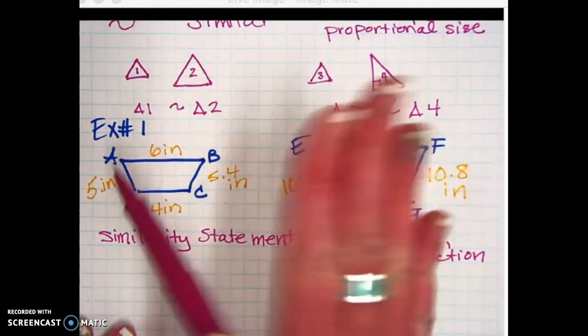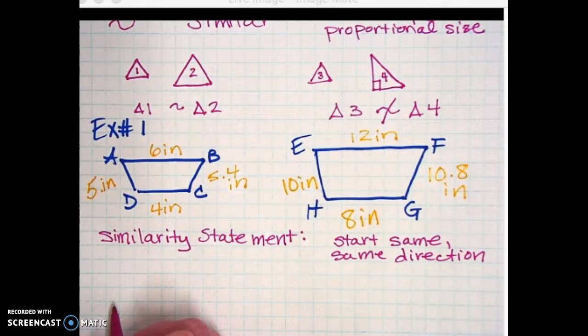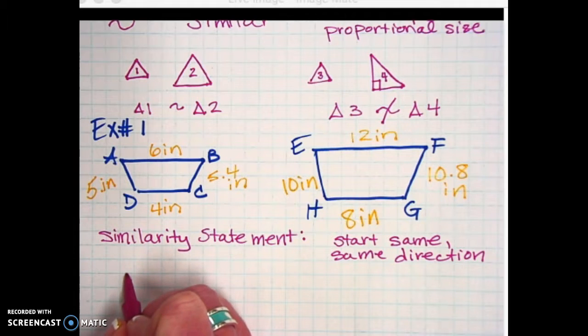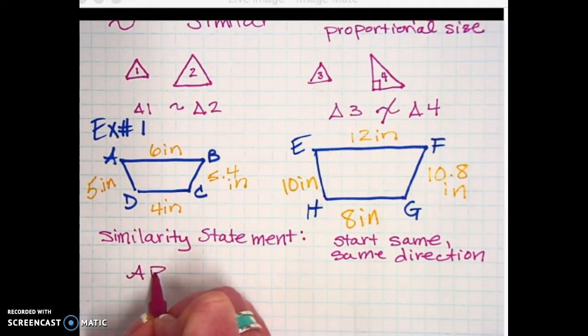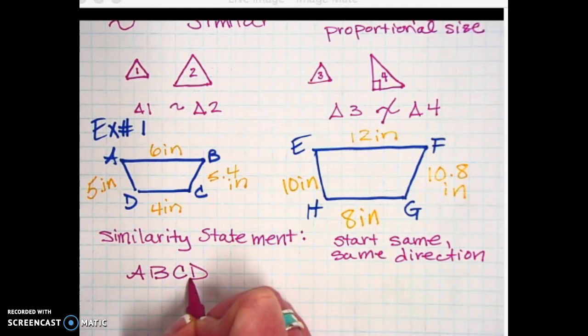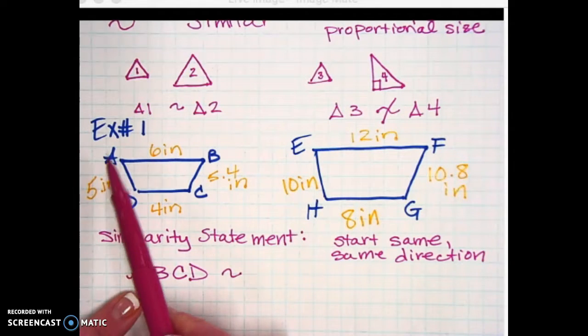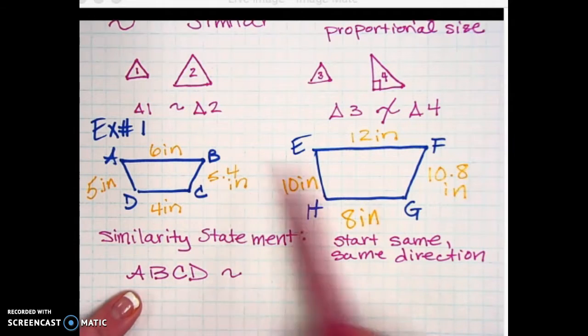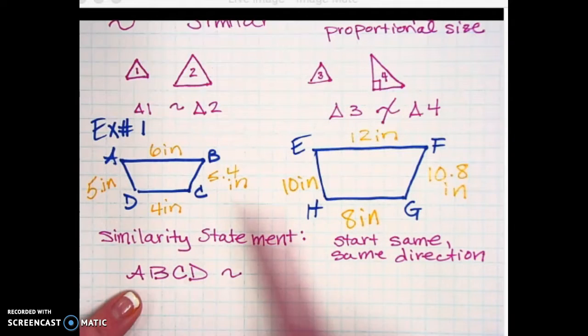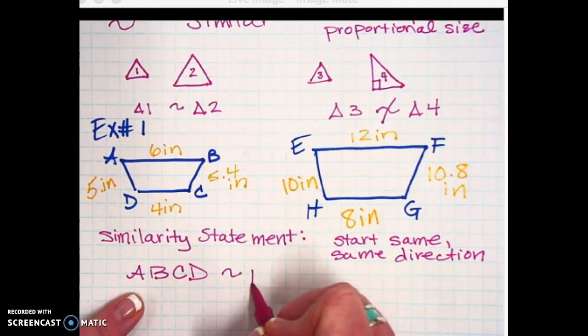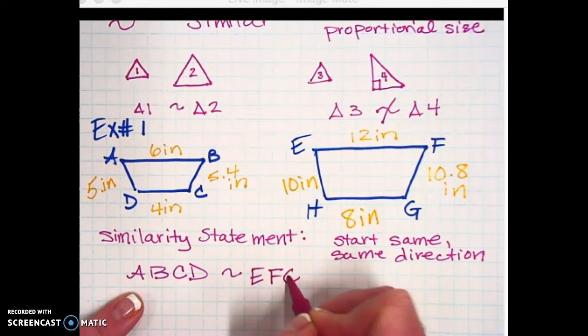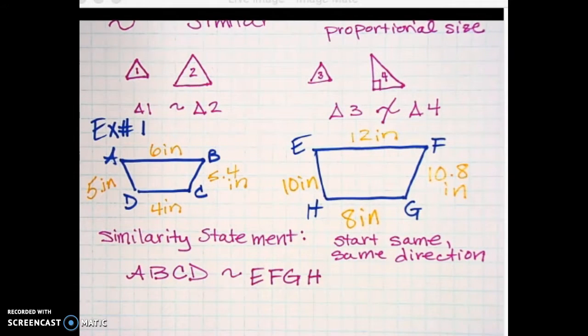Once in a while you'll see them flipped, but not very often. So we'll start with figure A, B, C, D, and we'll say that it's similar, and we need to match up A to E, B to F, C to G, and D to H. So we're going to say E, F, G, H. Okay.